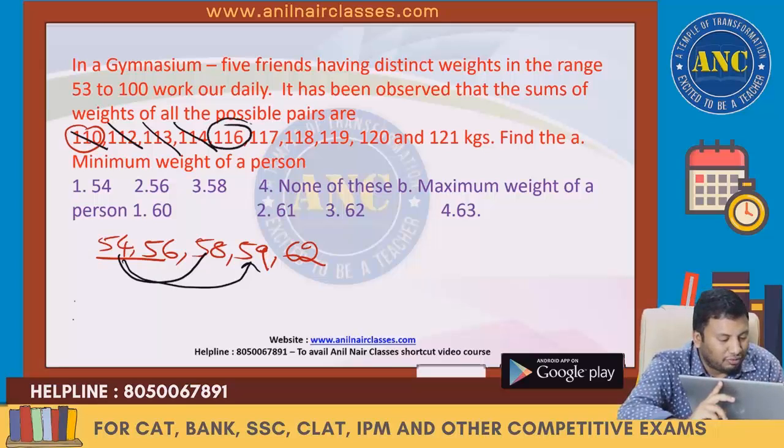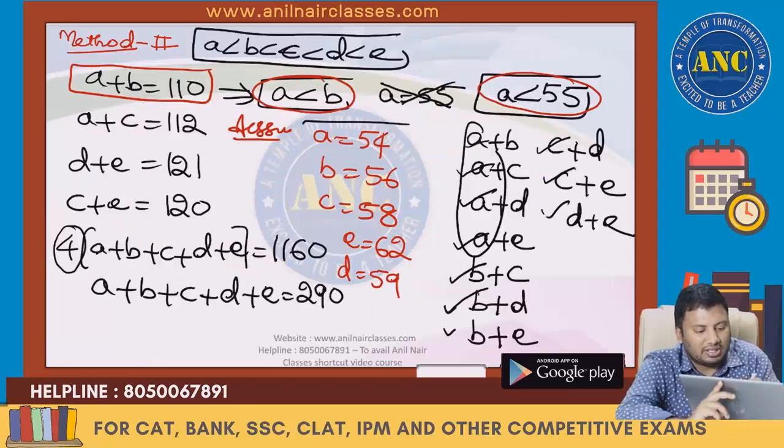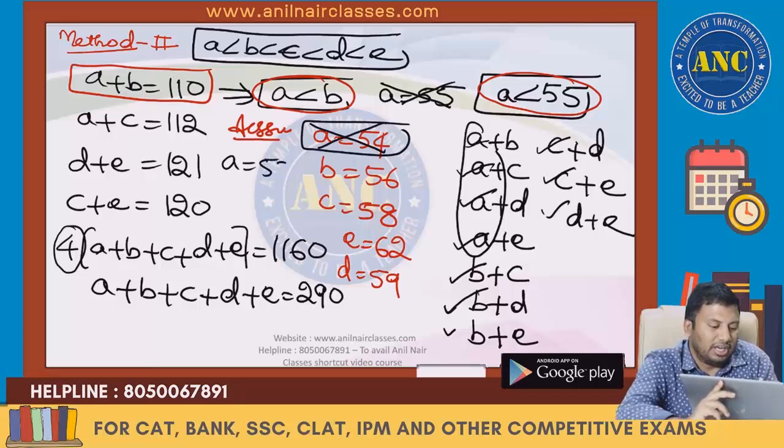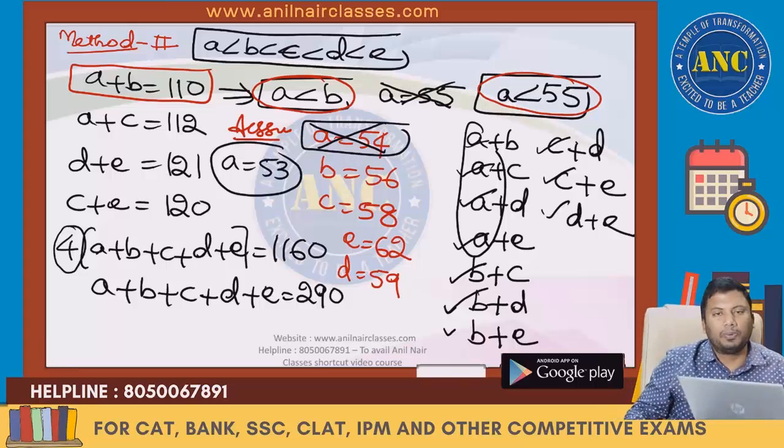116 means unit digit 6. 4, 8, 13, not possible. 8 plus 2, 10, 9 plus... the 116 case is not possible. That means my assumption is incorrect. What is my assumption? A equivalent to 54 is incorrect. So A equivalent to 53 is the right answer. I hope you have understood method 2, how you can check by using answer options.